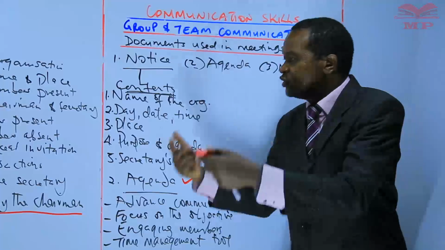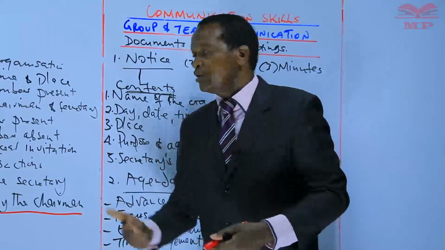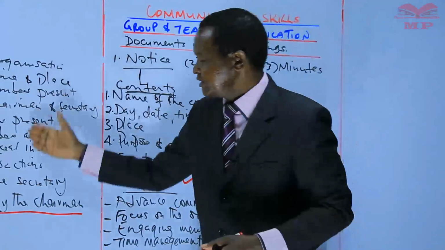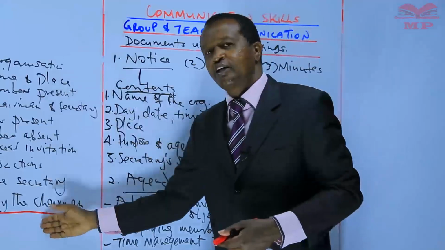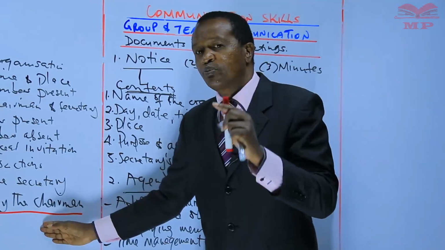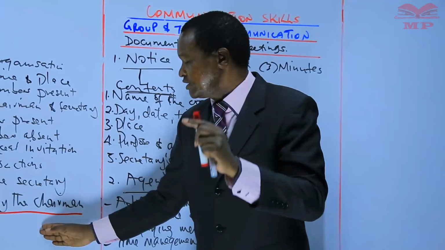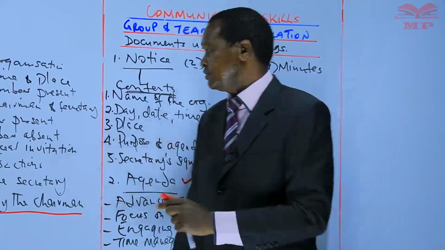And they constitute a true and an impartial record of the events. When the secretary writes the minutes, then the secretary is supposed to write down exactly what took place. It's supposed to be impartial. It is an impartial record of events that took place in a meeting.